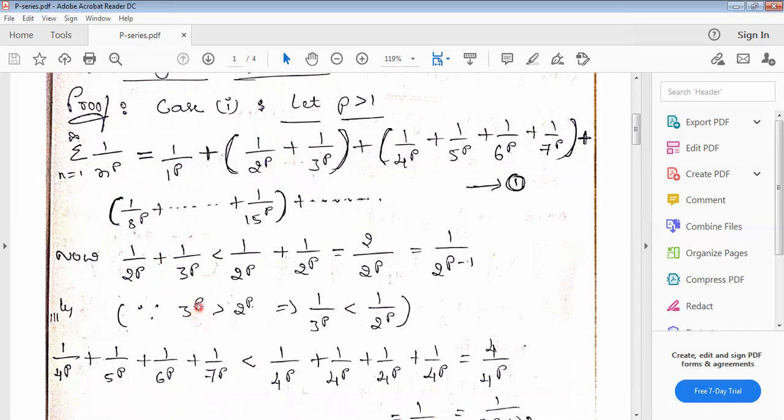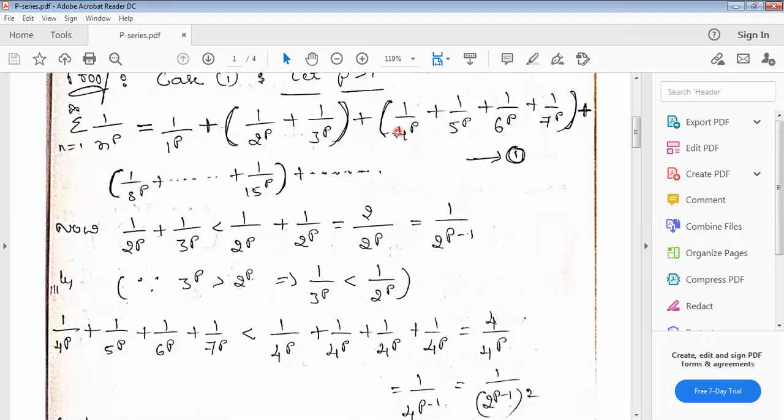See, since 3 power p is greater than 2 power p, this implies 1 by 3 power p is less than 1 by 2 power p. Adding 1 by 2 power p to both sides of this inequality, we get 1 by 2 power p plus 1 by 3 power p is less than 1 by 2 power p plus 1 by 2 power p. This sum is nothing but 2 by 2 power p, that is 2 times 1 by 2 power p, and this can be written, taking 2 to the denominator, as 1 by 2 power p minus 1.